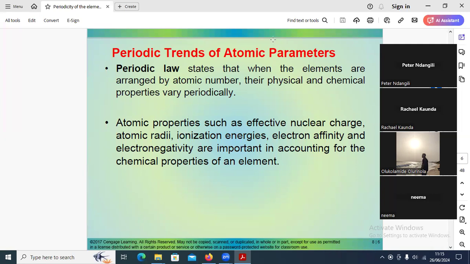Now, when we talk about the periodic trends, then we think about the periodic law. And this states that when the elements are arranged by atomic number, then their physical and chemical properties vary periodically. And you know that the elements in the periodic table are arranged in order of increasing atomic numbers. The atomic properties such as the effective nuclear charge, the atomic radius, the ionization energies, electron affinities, and electronegativities are very important parameters that account for the chemical properties of an element.